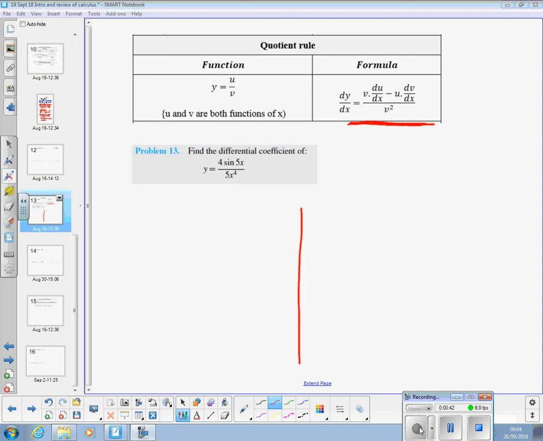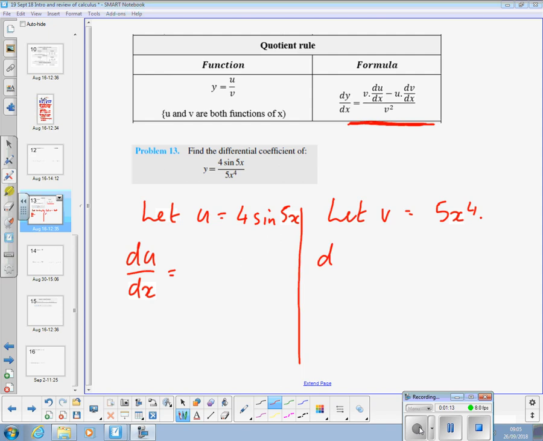Okay, but again there's a method, split method. We say let u equal the numerator, and it must be the numerator, 4 sine 5x. Let v equal the denominator, 5x to the 4. And we have to differentiate the two. So du by dx on this side, dv by dx on the opposite side.